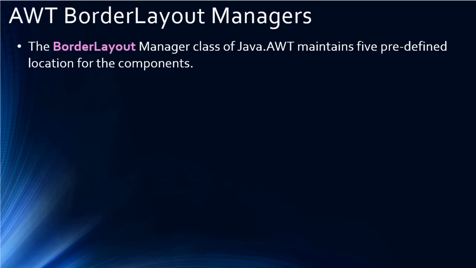Say for example, our frame window is a container. When the frame window employs border layout manager to organize the controls added to the frame window, this border layout manager tells the frame window that I have 5 predefined positions. Where do you want to add the controls?